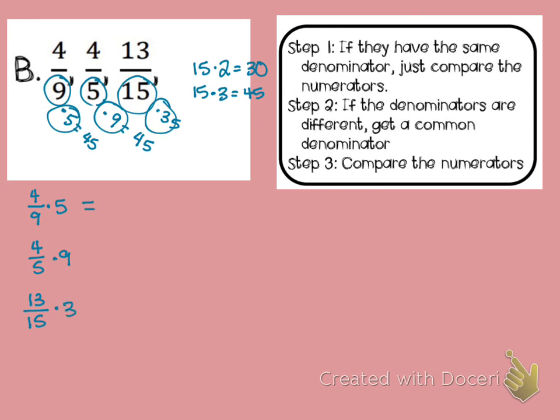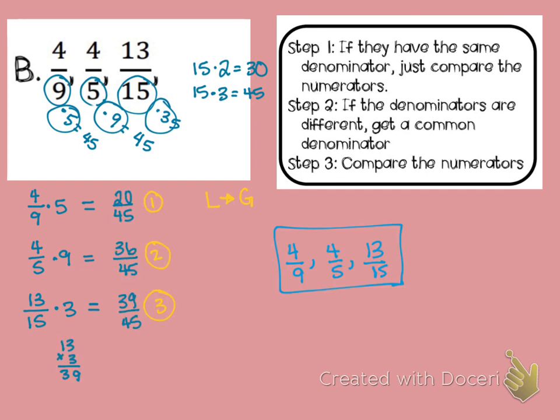Okay? Go ahead and finish this up, order it, and then write your final answer, and then press play once you have finished. Okay, and this actually was in order in the original problem, but it won't always be like that, so don't count on it. But you should have gotten 4/9, 4/5, and 13/15. I'm looking at my work. If yours is not correct, press pause and try to see where your mistake was. Okay, if you have any questions, please make sure you let me know.